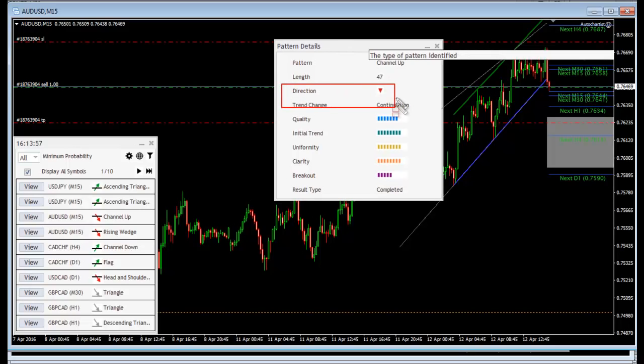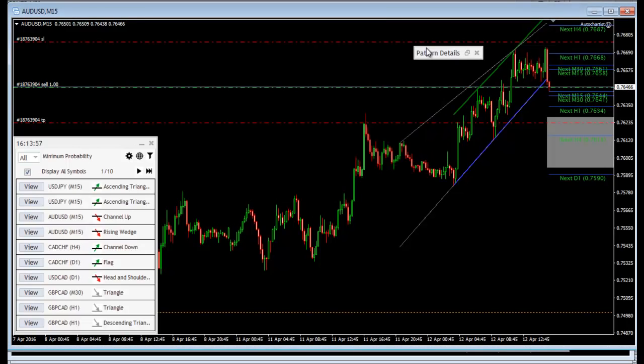We can see from Autochartist a downward continuation. And again, the quality is all very high. The clarity is very high here. So, you know, in terms from Autochartist, it's a very strong signal, but what we want to do is take the price action and understand what's going on here. And what I see here is price boxing.